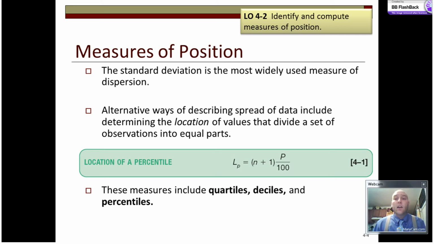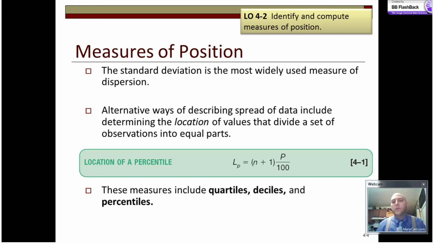Now, the standard deviation is the most widely used measure of dispersion. We talk about that a lot with the empirical rule, how we can get away with the mean and the standard deviation in many distributions that are normal, because many distributions are normal, that's why we call it normal, and how we can use that to help us understand 68, 95, and 99.7% of the data in a normal distribution.